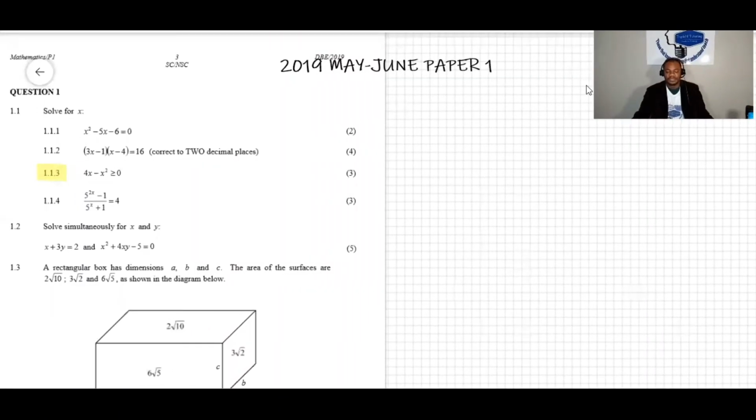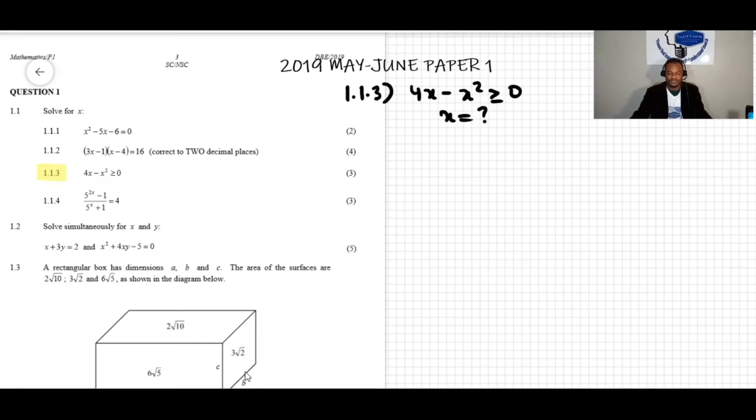Well, in the previous videos, we did question 1.1.1 and question 1.1.2. Now we're going to do question 1.1.3. The question says 4x minus x squared is greater or equal to 0. So now we need to solve for x. That's what we're looking for. We want x.